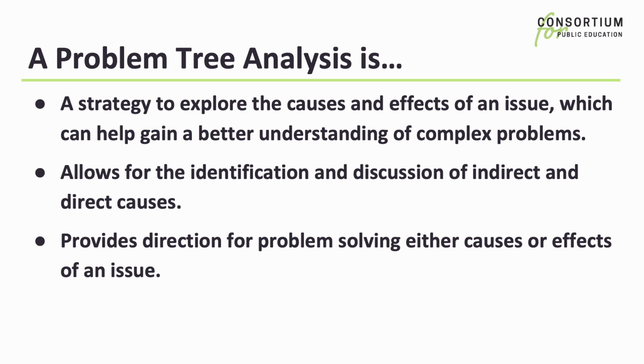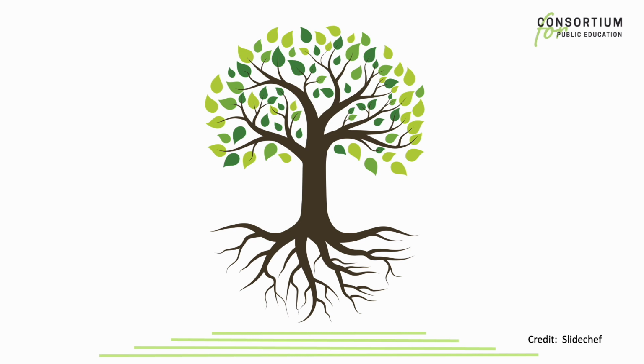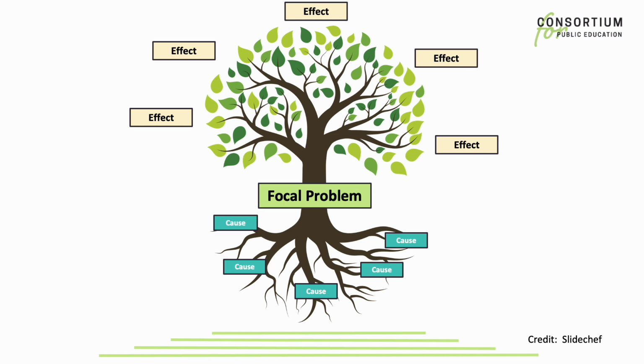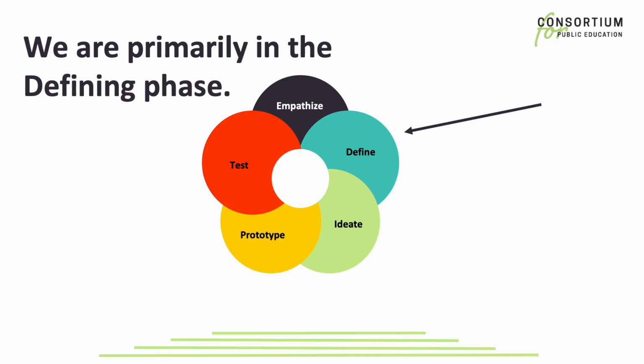A problem tree analysis is very easy to set up. You begin with a tree, include the focal problem of your discussion on the trunk of the tree, place your causes on the roots of the tree, and your effects of this focal problem on the branches. Problem tree analysis is found in the defining phase of the design cycle.